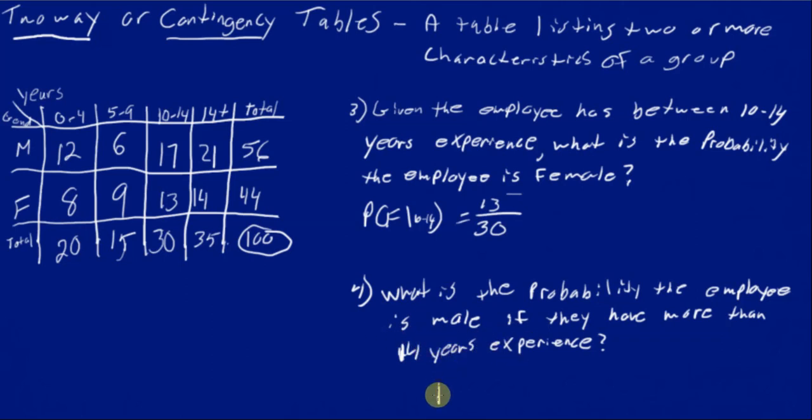What is the probability the employee is male if they have more than 14 years experience? It doesn't say given, but it implies given. So what's the probability the employee is male? That's what we want to know, if they have more than 14. So we come over here to our table, over 14. We're dealing with the 35 as a total. And the probability that they are male is this one right here, so that's going to be 21. Well, 7 goes into both of those. It's going to be 3 out of 5.